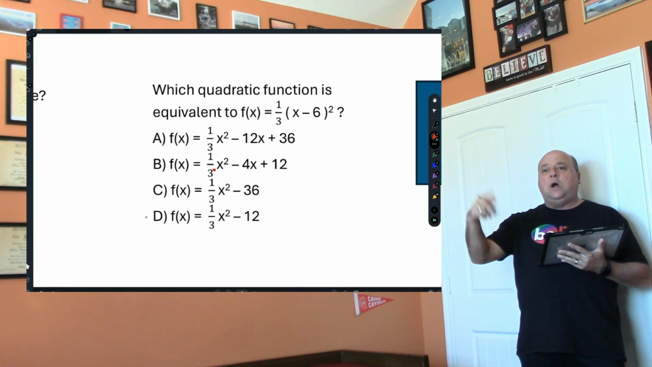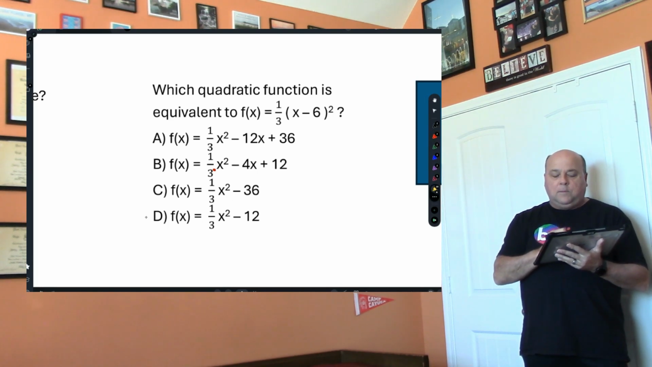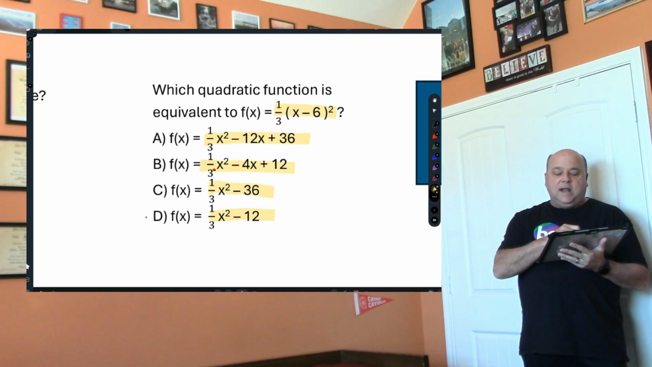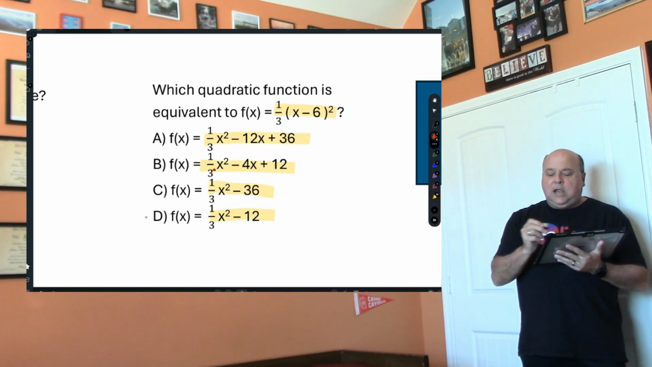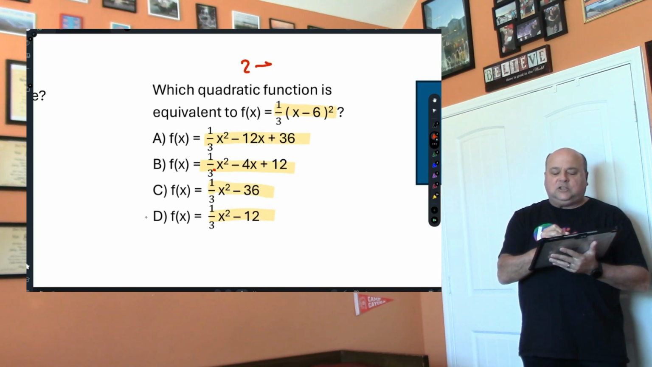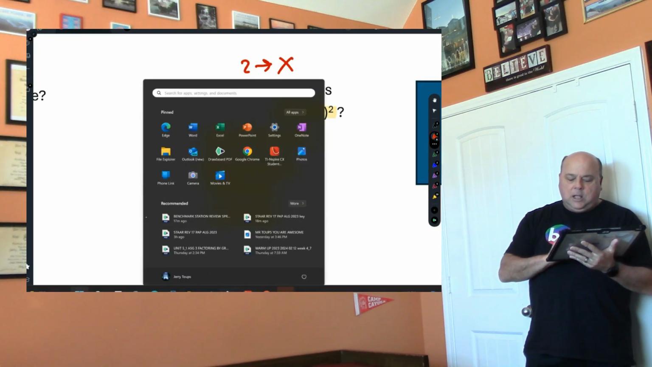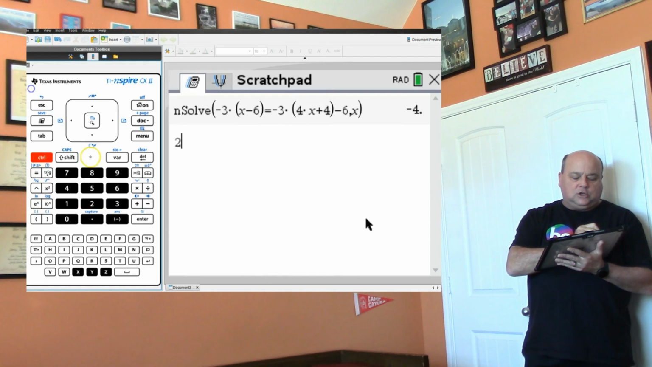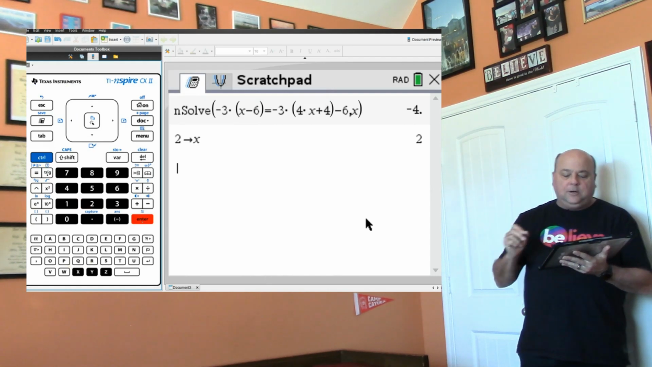We want to know which quadratic function is equivalent to this one. This is vertex form, and these are standard. So which one of these are equal? That's what we're trying to find. We are not going to type in the f of x, we're just going to type in the expression. What we do on this is we have x, and we're going to store 2 for x. So I'm going to hit 2. To store, you hit control variable, and then x, and then hit enter.